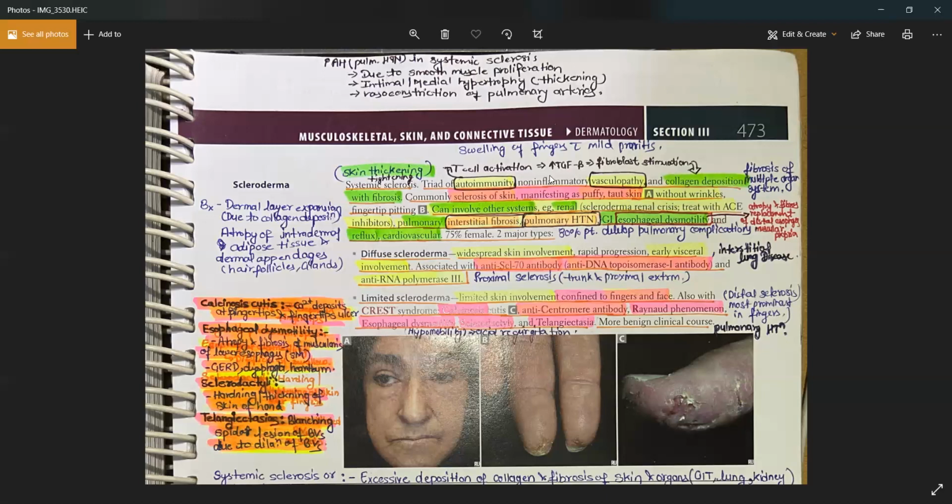Pulmonary hypertension can also occur, right? Very much important. And yeah, that would be all about this disorder. Any doubt? No, thank you. Just note you will get the atrophy and the fibrosis on the biopsy of the patient with the scleroderma, right?